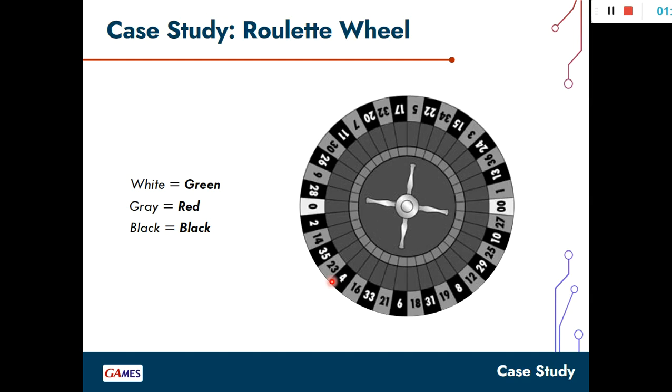Anyone noticing that there are two pockets here that are white? Did you notice two pockets here that are white? Did you count them one by one? Yes, there are more than 38, I think. 39.